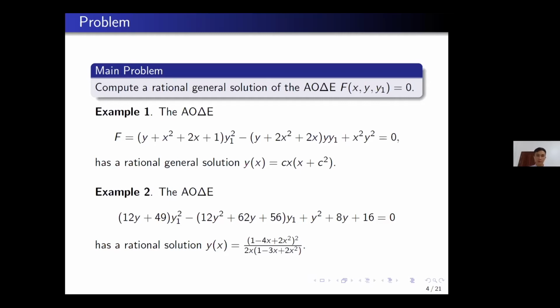This equation has no x. So when we replace x by x plus a constant c, we will obtain a rational general solution. These are two examples of what a first order AOΔE looks like. And the main problem is how to determine a rational general solution for them, if there is any.